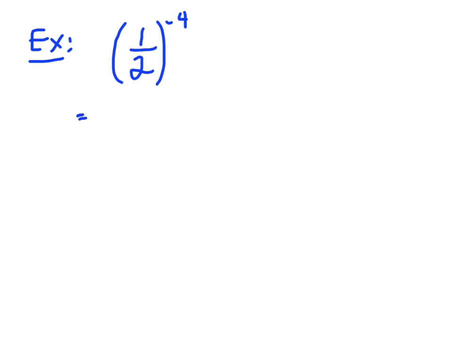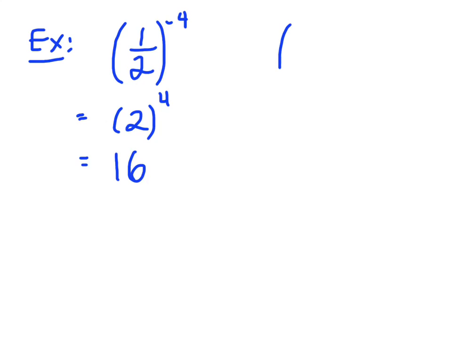Let's try a couple with fractional bases. Let's try this one: 1 over 2, to the negative 4. Again, I flip the base, so 1 over 2 becomes 2 over 1, or just 2. We don't need to write 2 over 1, but if you want to, you can. And the exponent becomes positive. So that turns into 2 to the 4, that's going to be 16. So there it is. That's a great example.